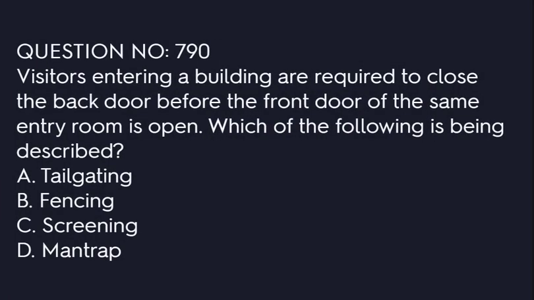Question number 790. Visitors entering a building are required to close the back door before the front door of the same entry room is open. Which of the following is being described? A. Tailgating. B. Fencing. C. Screening. D. Man trap. The answer is D.